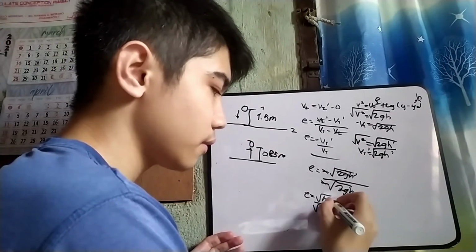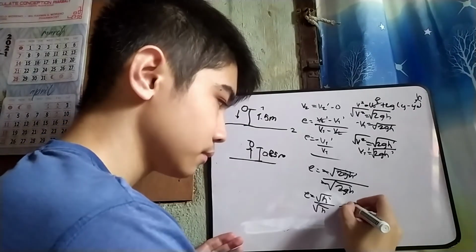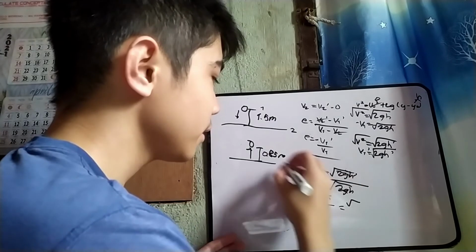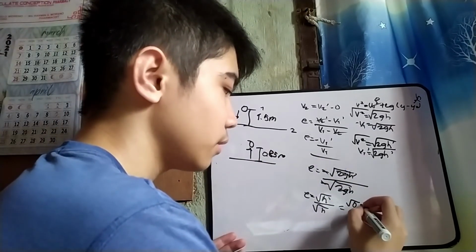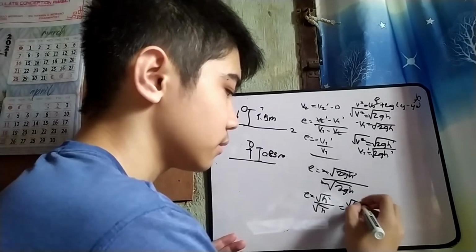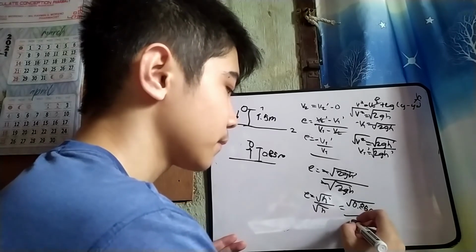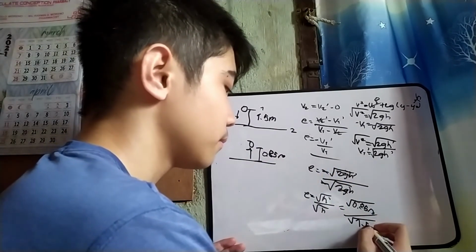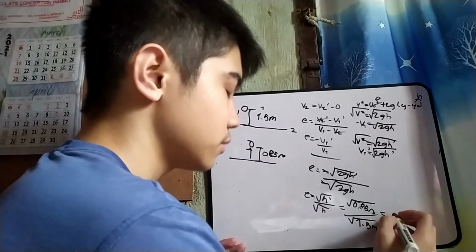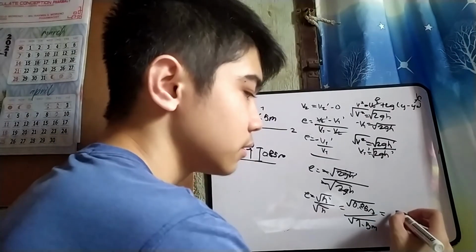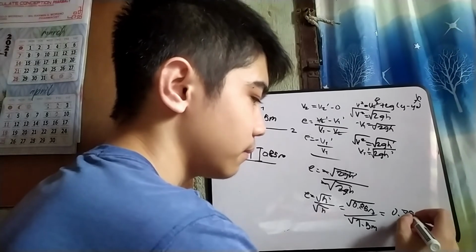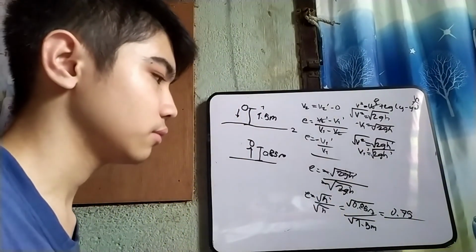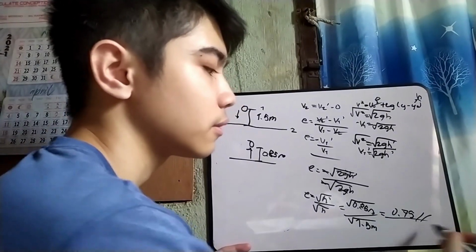Then input lang yung value: square root of yung h prime, 0.85 meter, over square root of 1.5. Yan ang sagot dyan, 0.75. So, walang unit yung coefficient of restitution. So, this is the final answer.